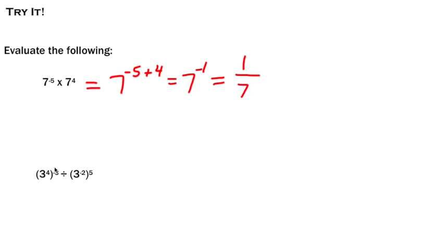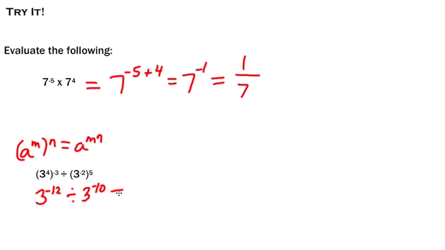My next example here gets a little tricky, but if we remember, it's a couple steps. I have a to the m to the n. So that means I'm going to multiply my exponents together. I'm going to go ahead and do that first, right? Order of operations. You're going to multiply before you divide. So this is going to get me 3 to the negative 12th divided by 3 to the negative 10th.